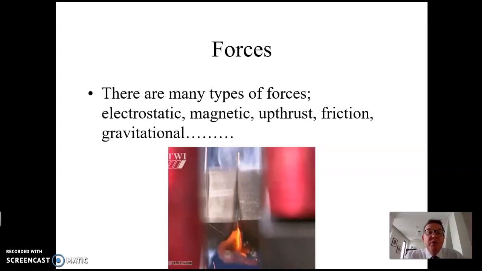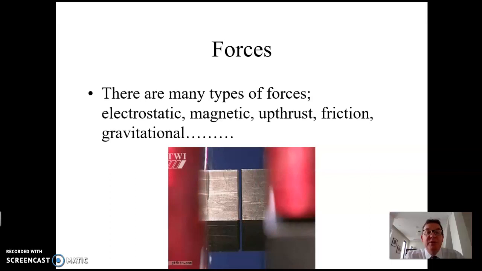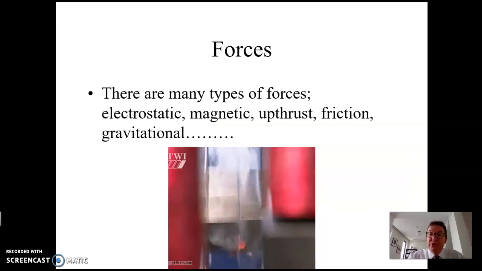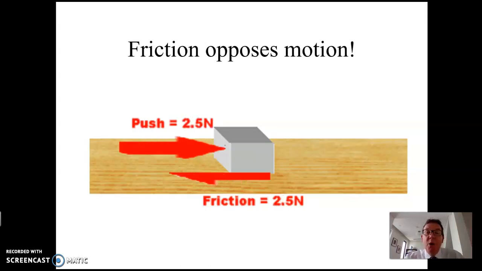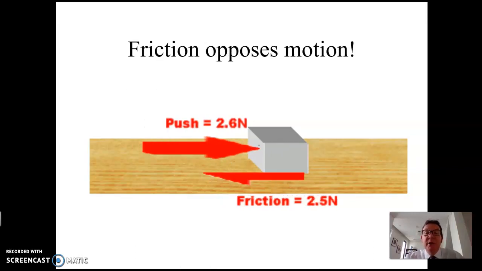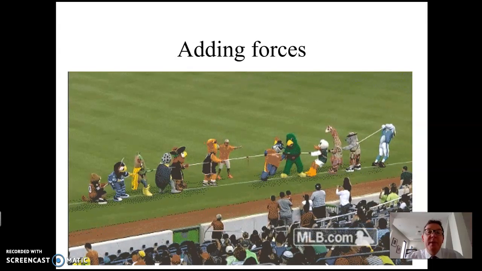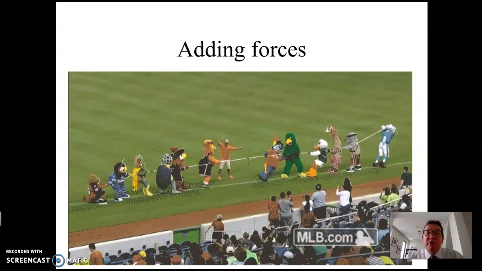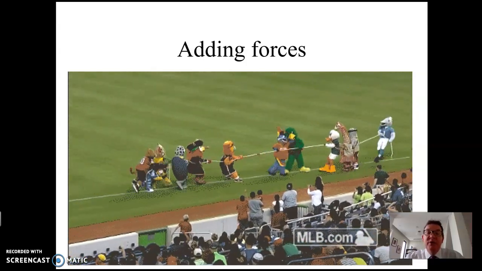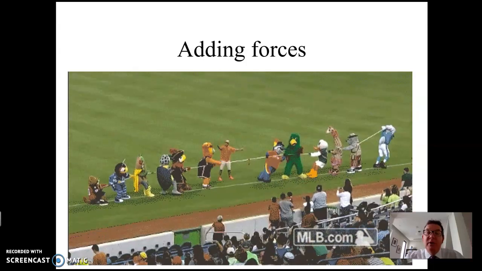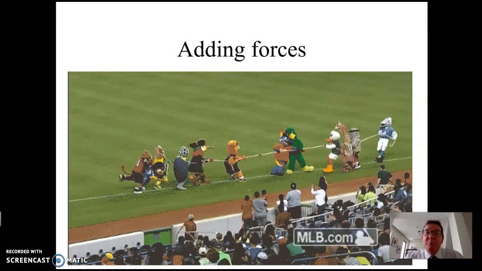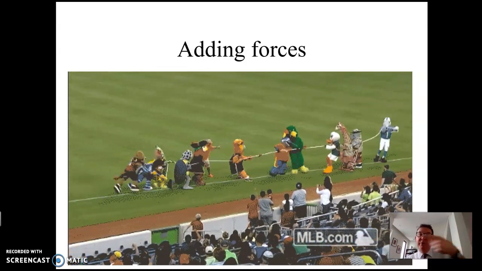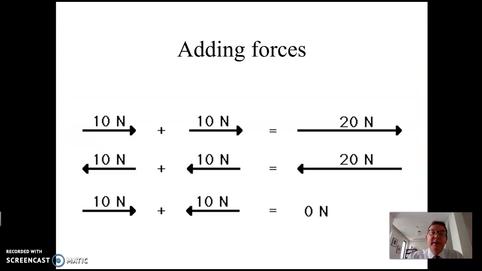Okay, lots of different types of forces. So there are some examples of forces there. One particular force you need to know about is friction. Friction will oppose the motion of something, so it's always in the opposite direction of the motion. And you need to know a little bit about how we add forces. I've put a tug of war on there because obviously tug of war is a good example of us adding forces. The mascots on the right are pulling with a bigger force than the mascots on the left, so the resultant force is an overall force in the direction to the right.